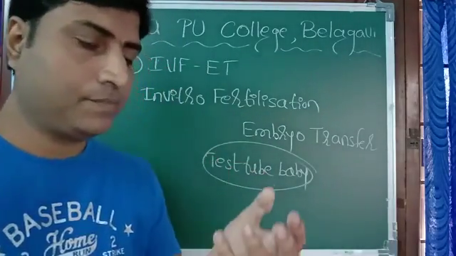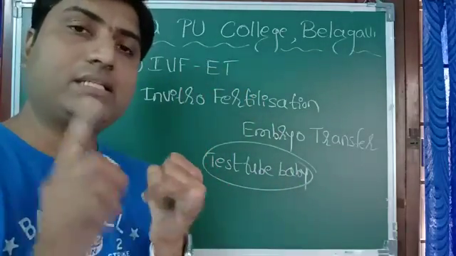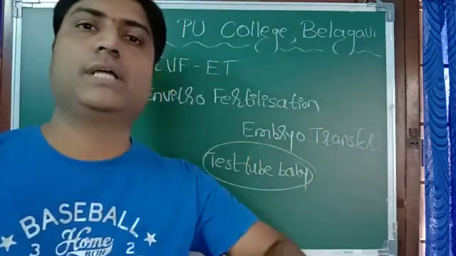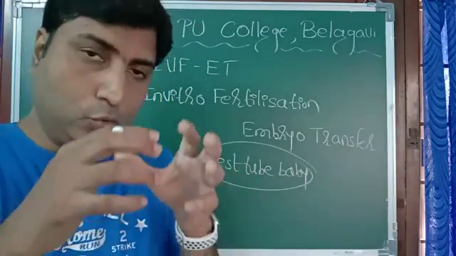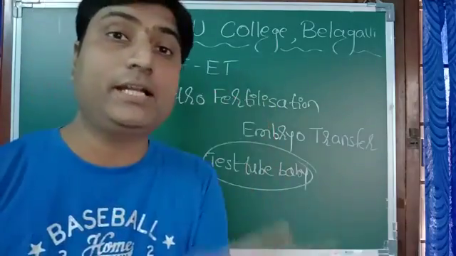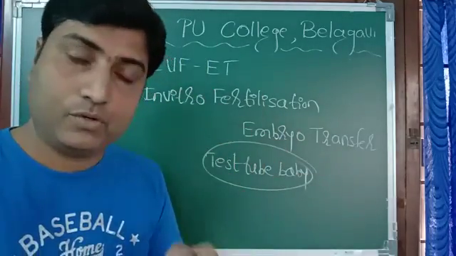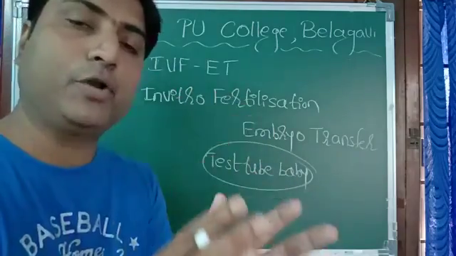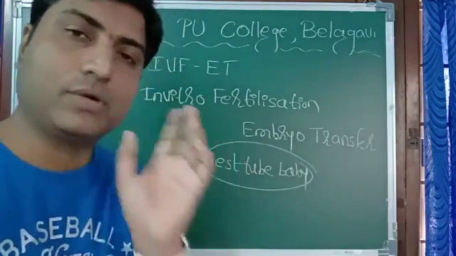In this process, the gametes are collected from the couple. Point number 1: gametes are collected from the couple, or maybe from a donor if the couple cannot produce the gametes. Point number 2: those gametes of male and female are fused in the laboratory. That's why it is in vitro fertilization, not in the female body. The fertilization is carried out in the laboratory. And what is the result? Zygote is formed.